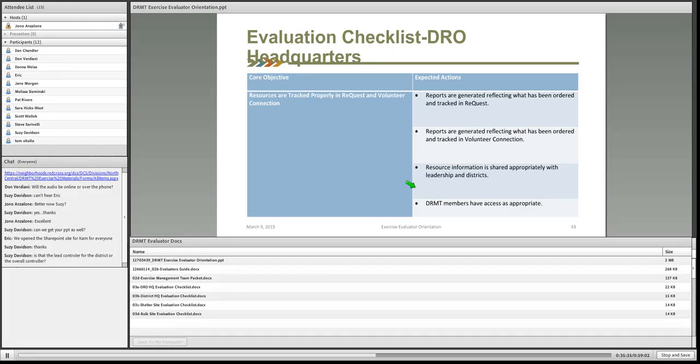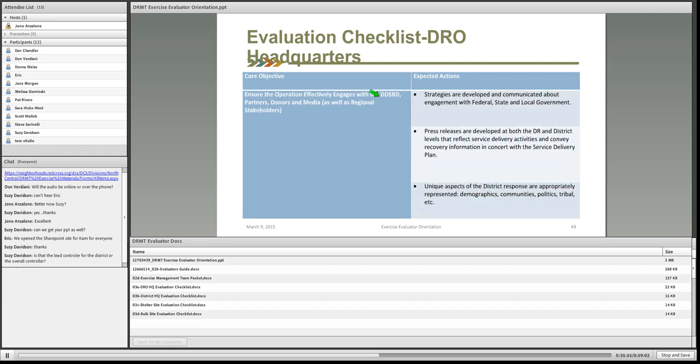Resources being tracked and requested. There is not a request sandbox being open for the exercises, so some of this is an artificiality. The good news is Volunteer Connection does have a sandbox that is open, and it will allow us to generate requests reflecting those human resources that are ordered using Volunteer Connection, which is pretty sweet.